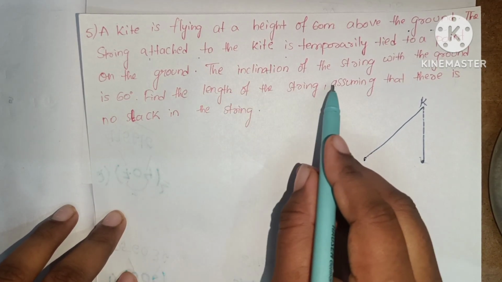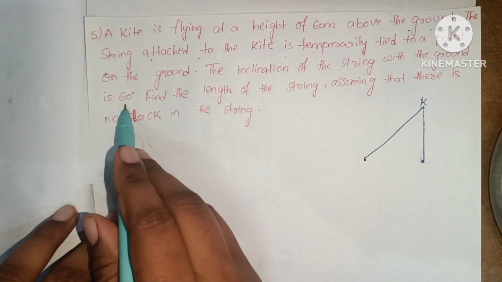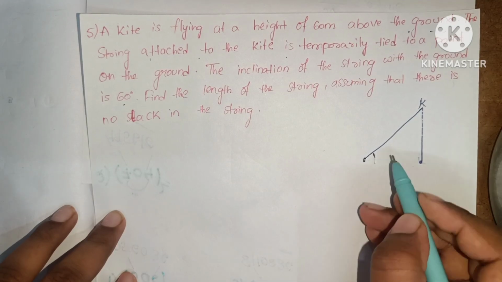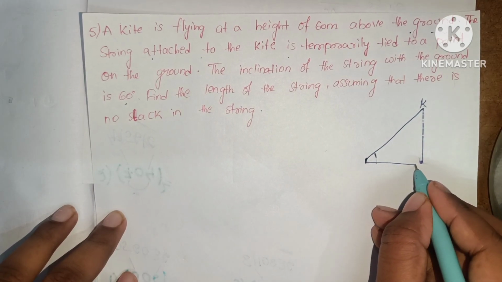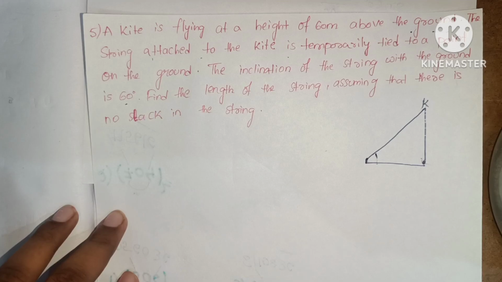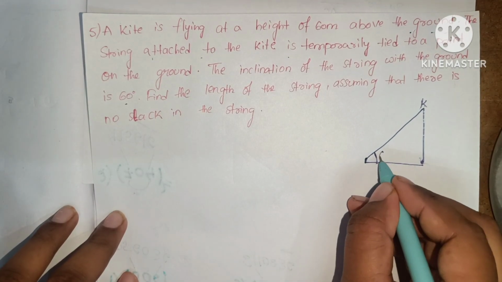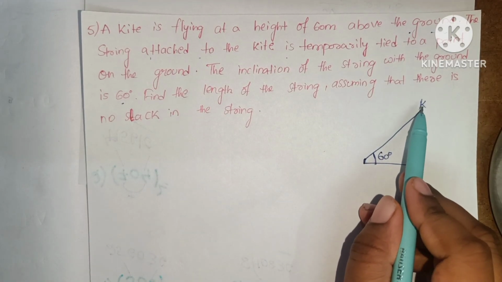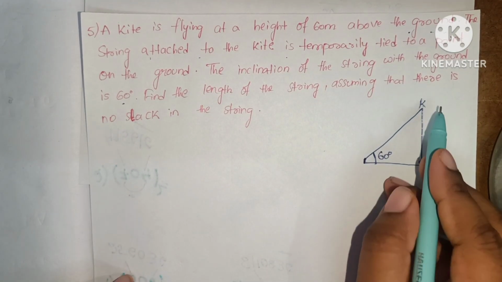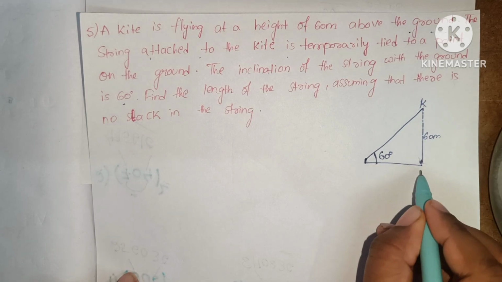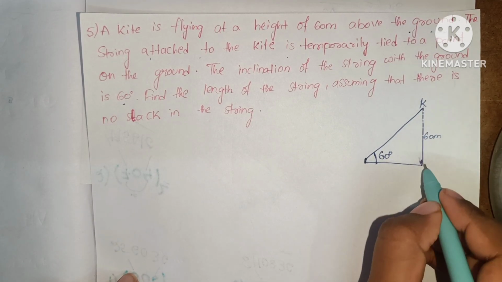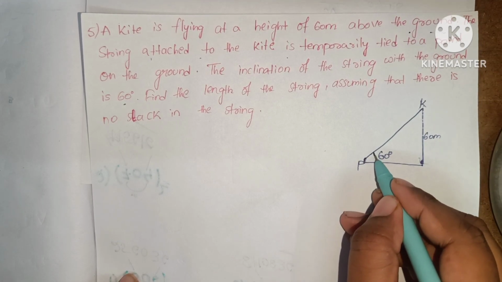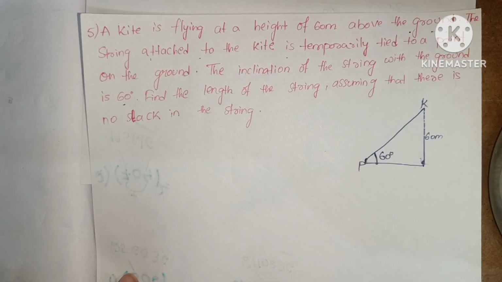The inclination of the string with the ground is 60 degrees. So when it was tied to the ground, it forms an angle of 60 degrees. Now I am joining this ground and this line. So this angle is nothing but 60 degrees. So the kite was flying in the air at a height of 60 meters from the ground, and it was tied at the point P and it forms an angle of 60 degrees.